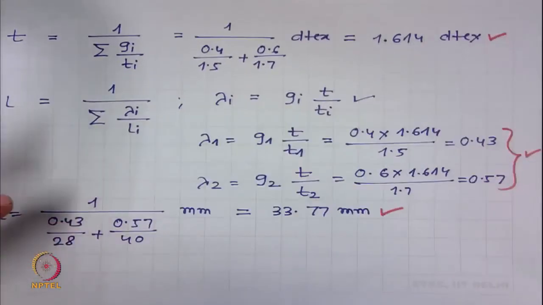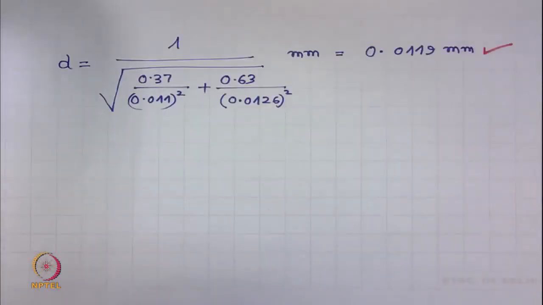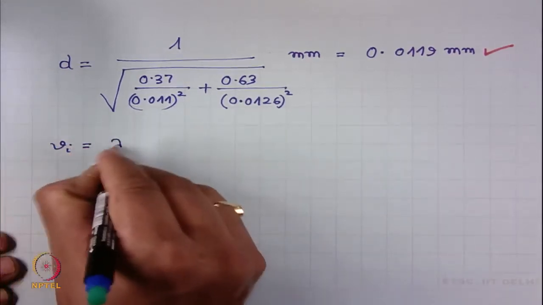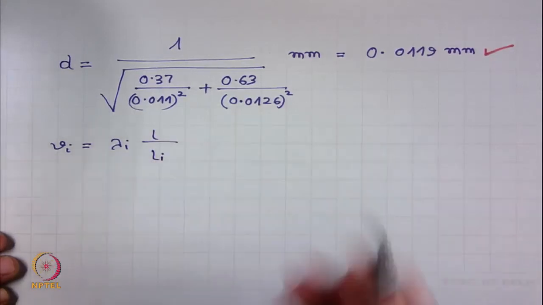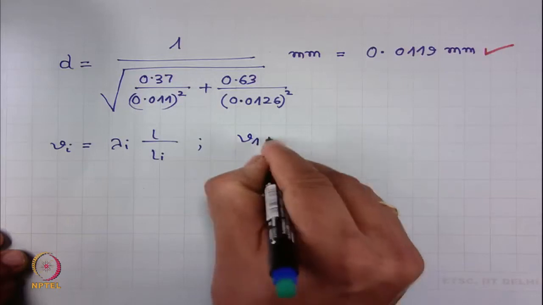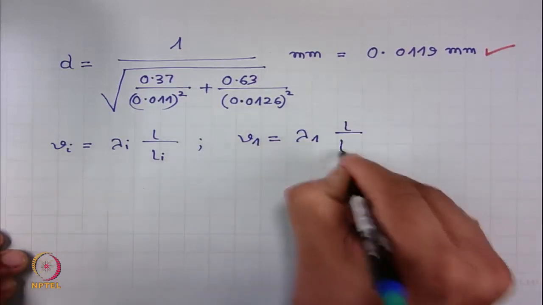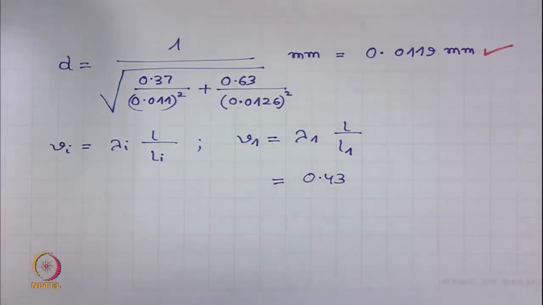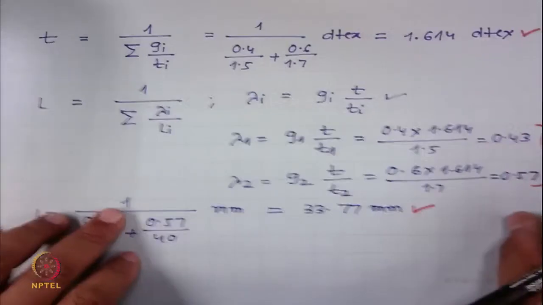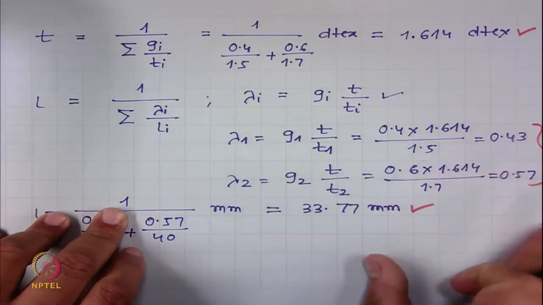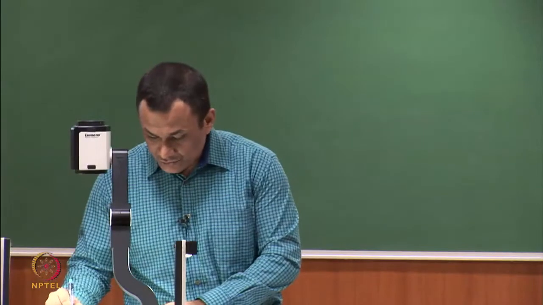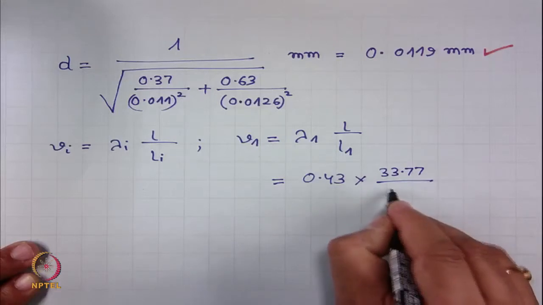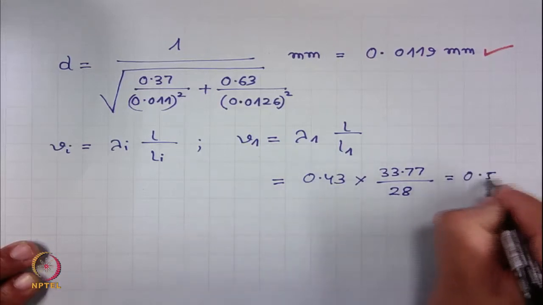So, we are remaining with only one fraction, that is your number fraction. For number fraction, we use the formula: nu 1 is lambda 1 L by L1. You remember lambda 1 was 0.43, lambda 2 0.57. We use these two values, 0.43 into mean length. Mean length was 33.77 millimeter and L1 cotton fiber length was given as 28. So, this value will come 0.52.